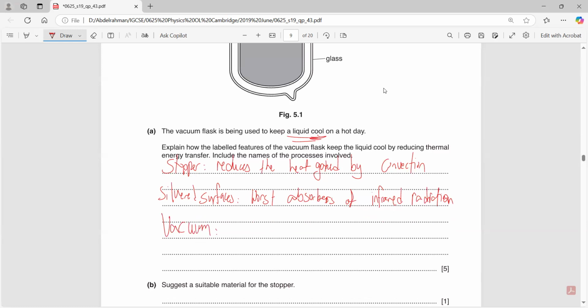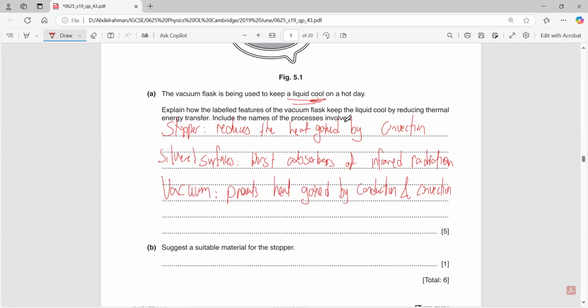Why is the vacuum important? Because it totally prevents heat lost or heat gained in this case by two things, by conduction and convection. It cannot prevent heat gained by radiation. Nothing can stop radiation, but the vacuum can prevent the heat gained by conduction and convection.